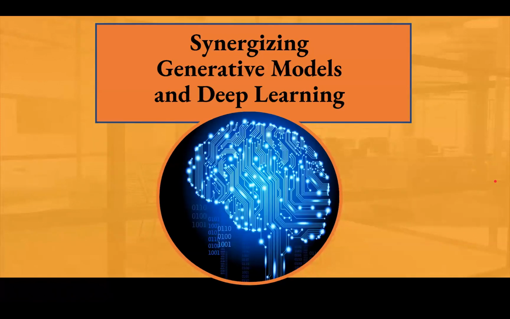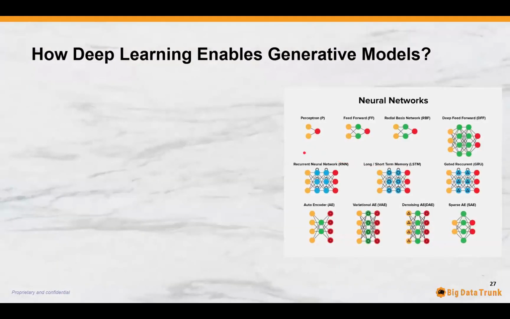Now, while we have understood what generative models are and what deep learning is, let us understand how deep learning is enabling the generative models, how it is actually giving power to generative models. We have a lot of situations over here. Deep learning is actually helping it in many more ways.